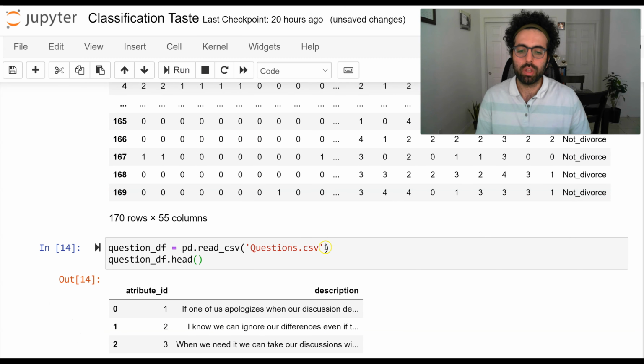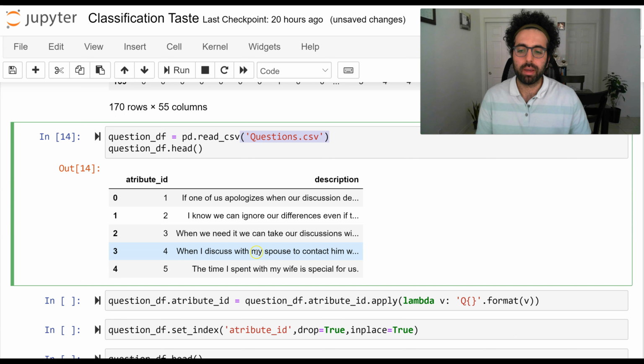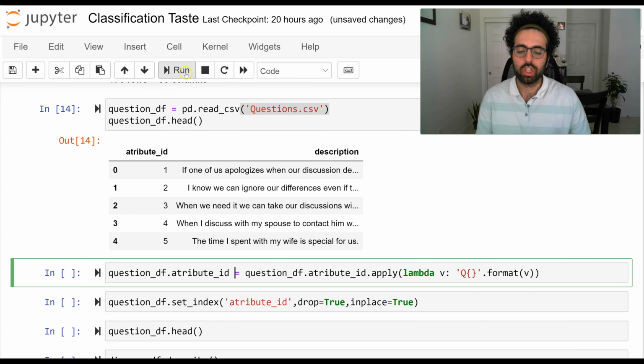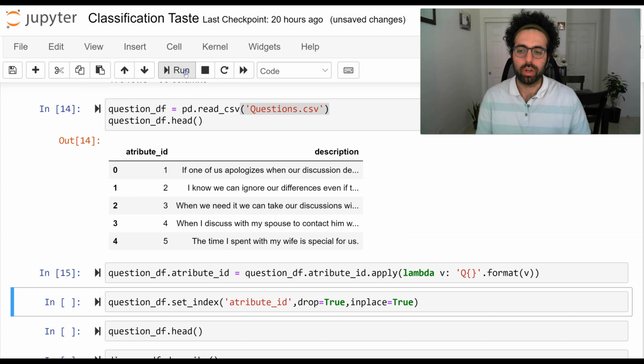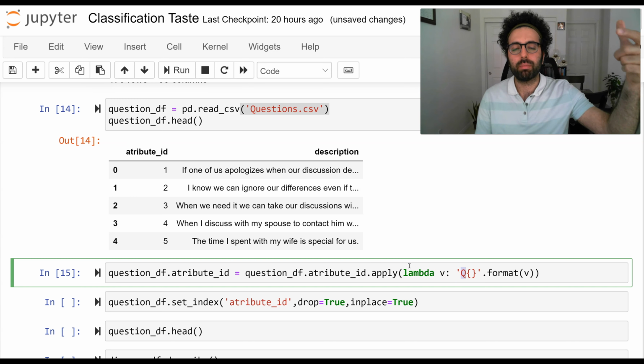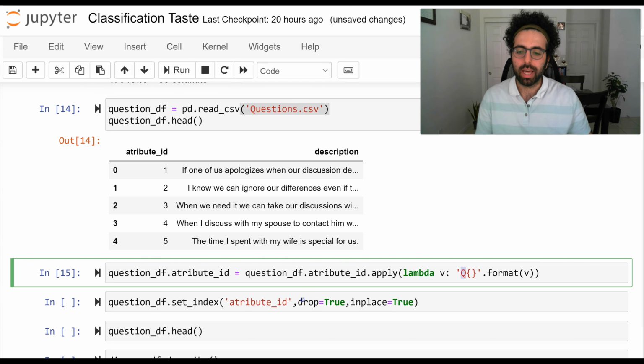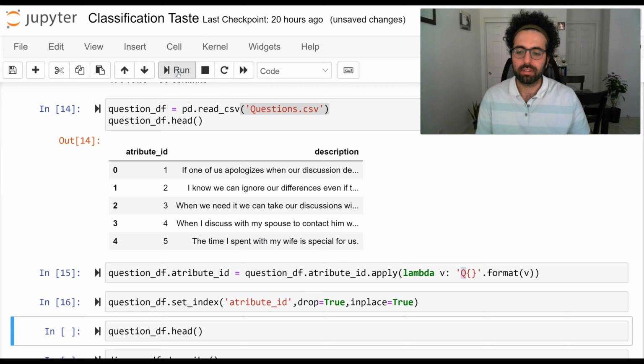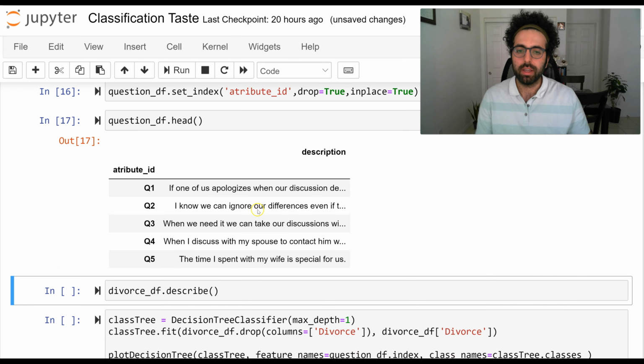So it's recorded in another data frame, in another data set. All of them are here, but there is an attribute ID, and it's almost the same as the index. So I'm going to go ahead and change the attribute ID to Q1, Q2, so I want to make it similar to the attributes of the other data frame. And then I set that as an index. So this is the database of my questions.